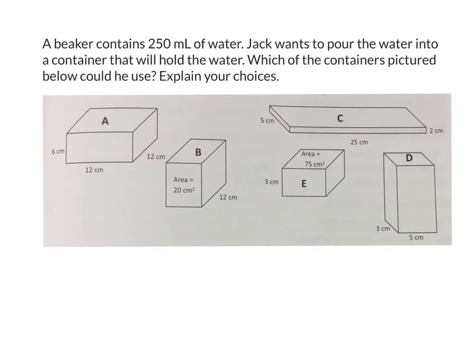So we know that all together, we want to fit 250 milliliters of water into a container. We have 5 boxes here, A, B, C, D, and E, and we want to see if that 250 milliliters of water will fit in those containers. How are we going to figure that out? Well, if we have 250 milliliters of water, then the volume needs to be at least how much? 250 cubic centimeters. So what we have to do is go through each of these boxes and calculate the volume to see if it has at least 250 cubic centimeters. Okay, let's do that.